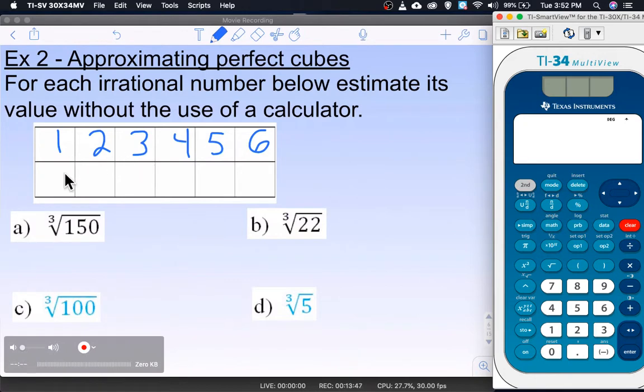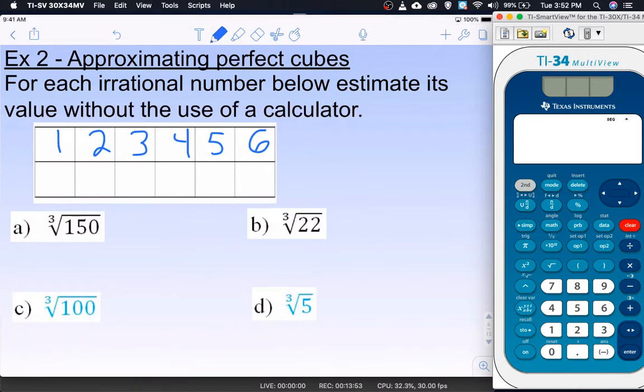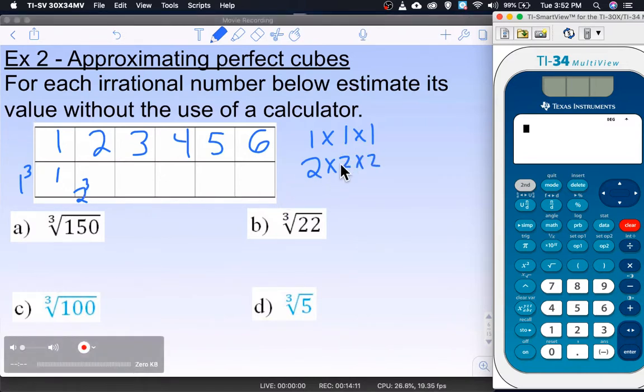Now, in order to find this bottom number, I'm going to take this top number, 1, and multiply it by itself 3 times. So 1 times 1 times 1 is 1. That is 1 cubed. 2 cubed, 2 to the third power, is 2 times 2 times 2. 2 times 2 is 4. 4 times 2 is 8.